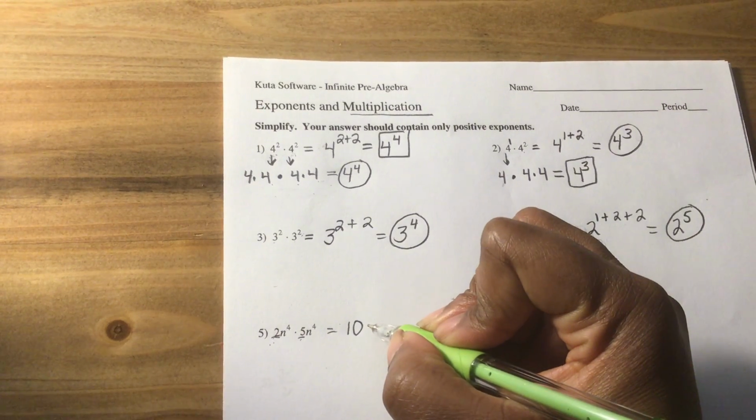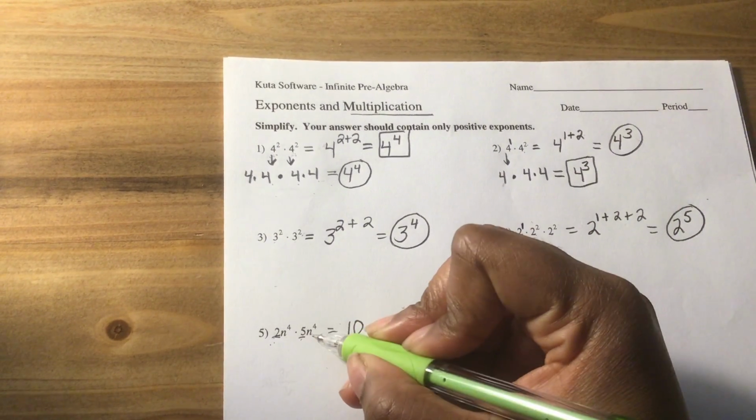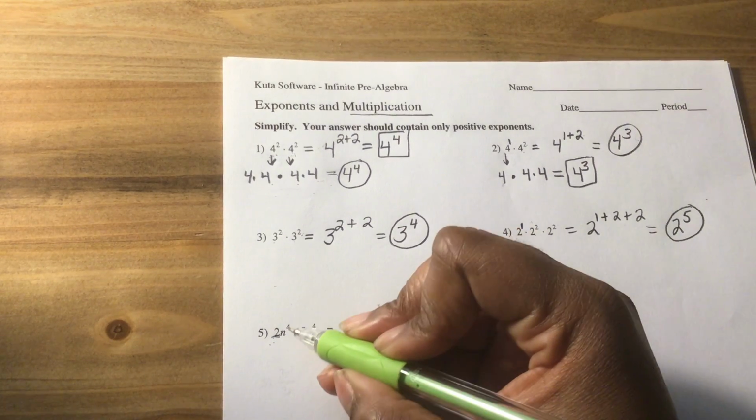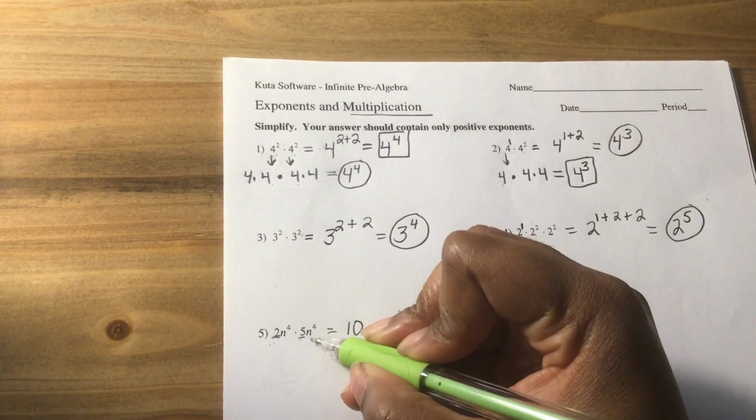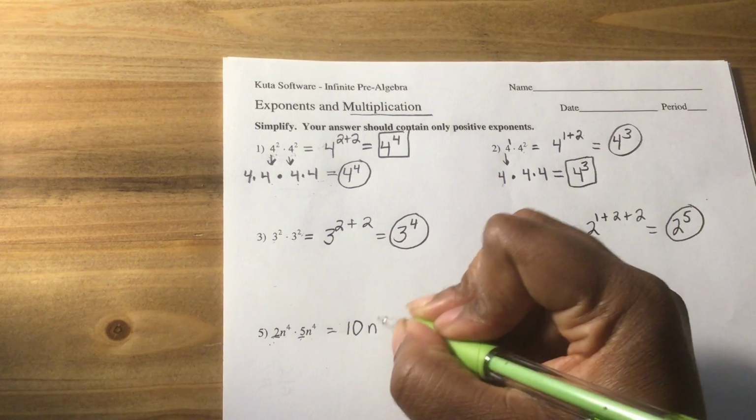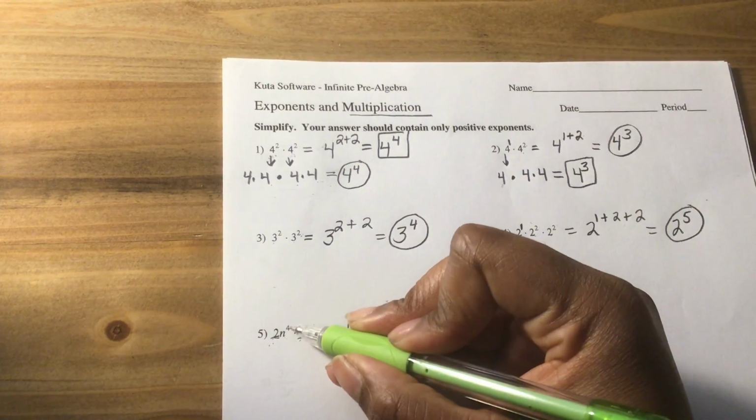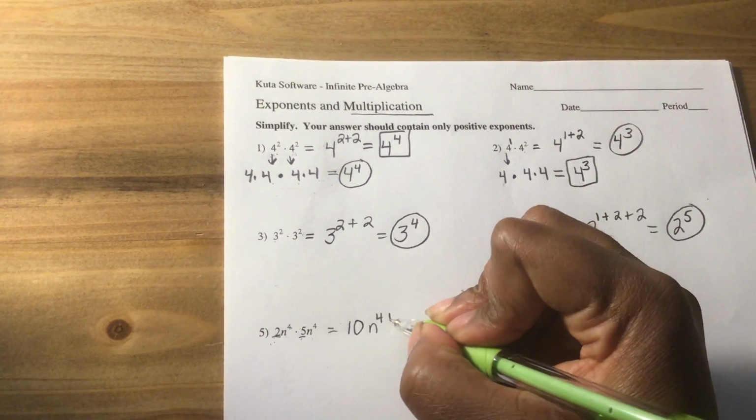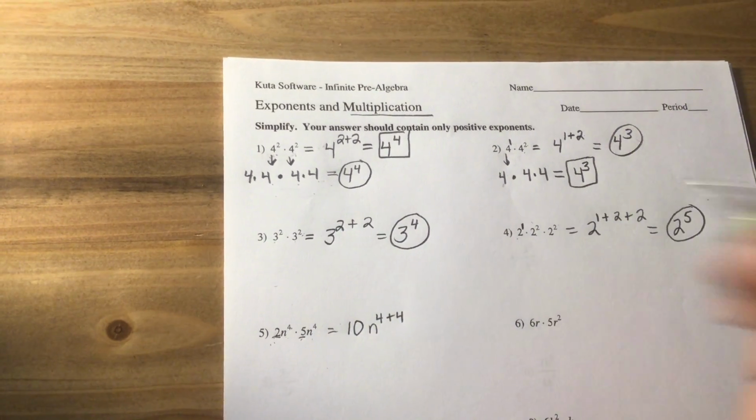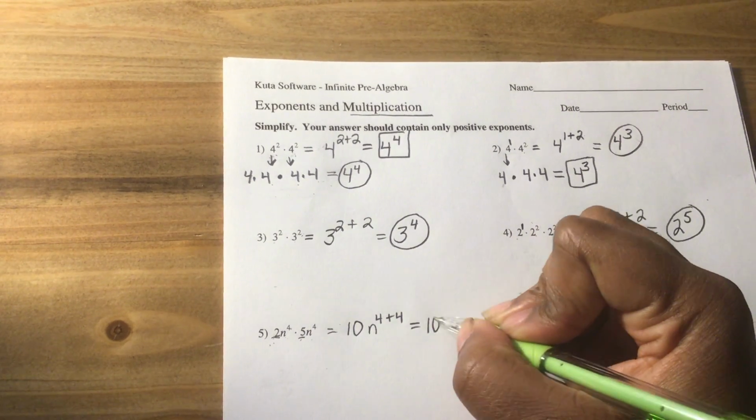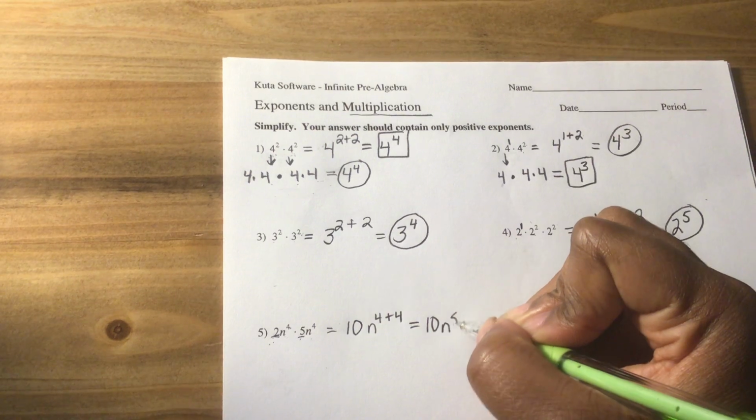Okay. Then we have the bases here are the same with the n's. So we got n to the 4th and then n to the 4th. So we can add 4. N is being multiplied 4 times here. N is being multiplied 4 times there. So my answer here is going to be 10 n to the 8th power.